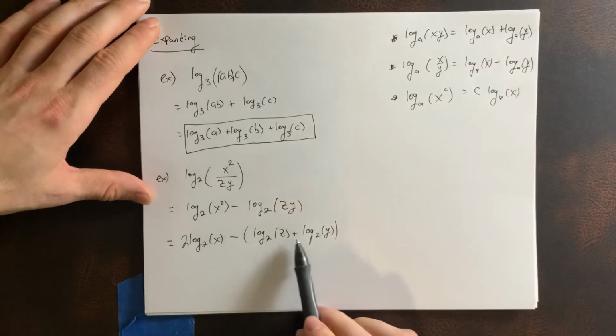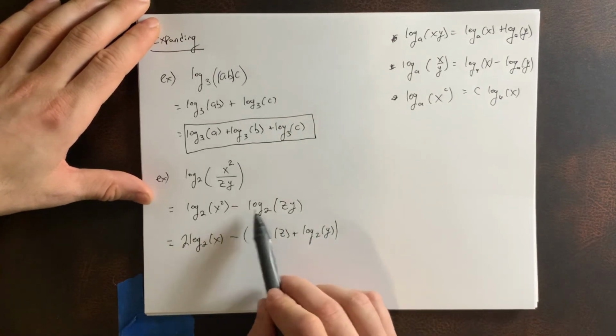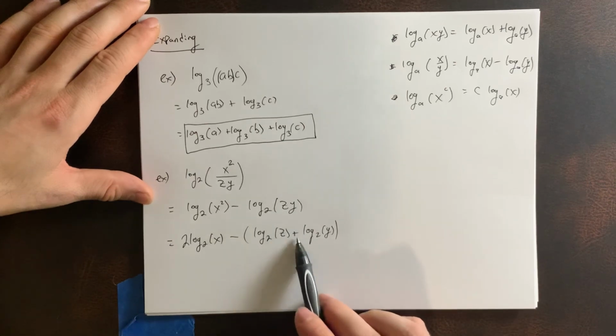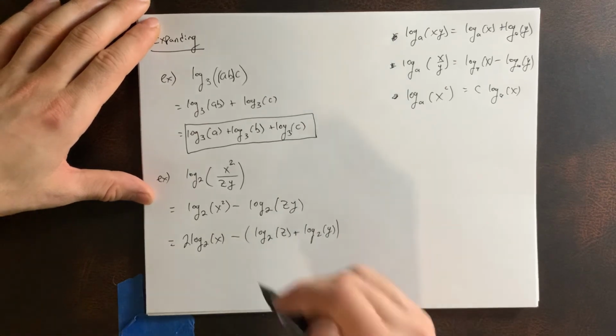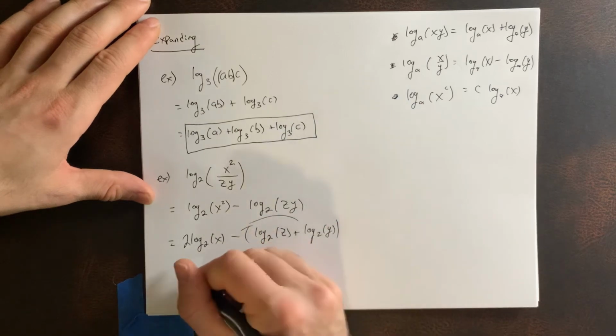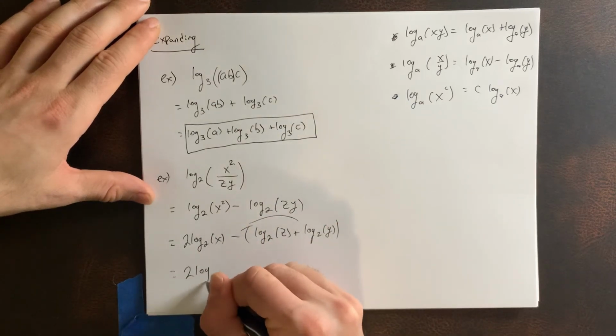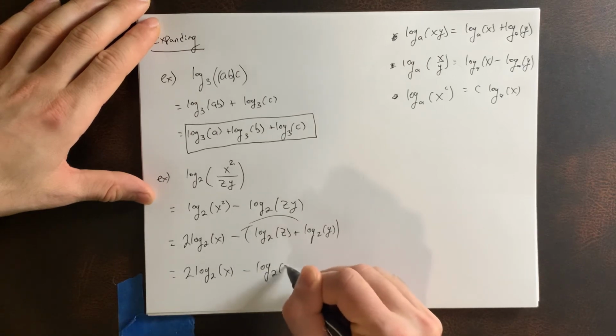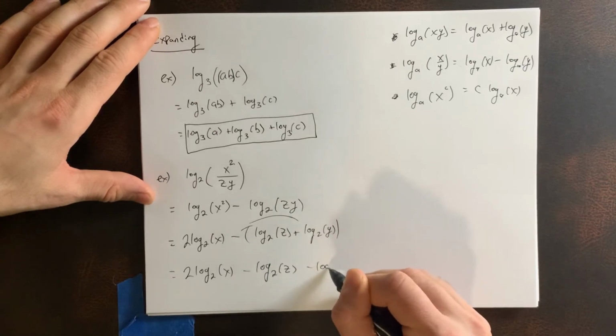And the reason why I'm putting this in parentheses is because this minus sign belongs to this entire thing. So when we rewrite this piece as log base 2 of z plus log base 2 of y, that minus sign belongs to all of it. So we need to distribute the minus sign. And then doing so will give us our final answer. So we'll have 2 log base 2 of x minus log base 2 of z minus log base 2 of y.